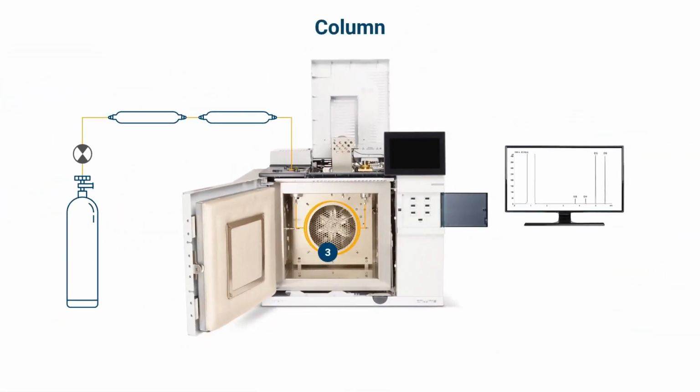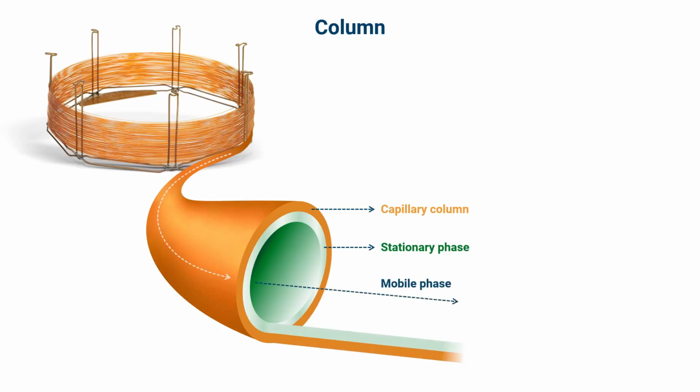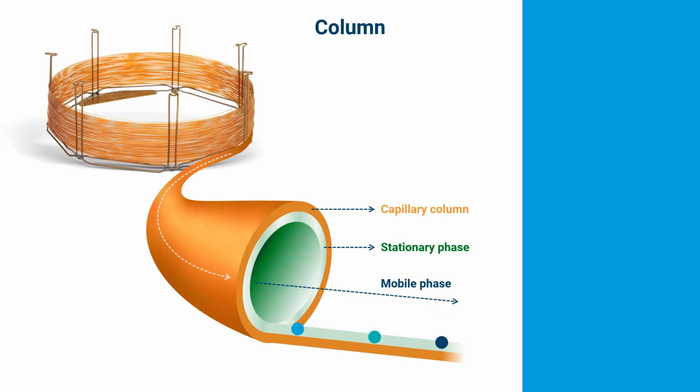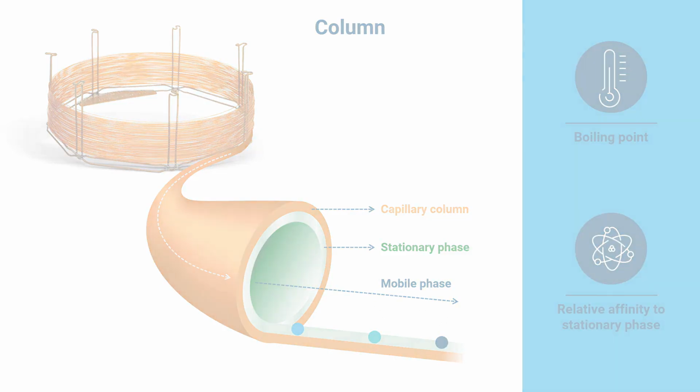Column. The column is the heart of the GC. A GC capillary column is a long, narrow tube that has a thin coating on the inside called a stationary phase. As the sample is transported through the column by the mobile phase, it will interact with the stationary phase and separate into the individual components of the sample mixture. The separation is based on the boiling point of each component and their relative affinity to the stationary phase.